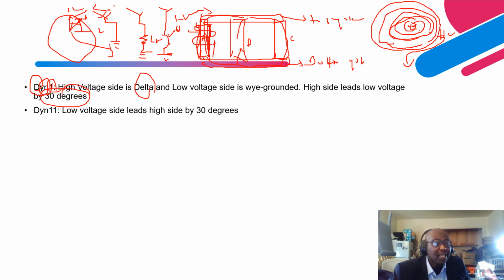Next is a DYN 11, right? Okay, so if you look over here, 11 o'clock is right here, right? If you look at this, this is like 330 degrees.